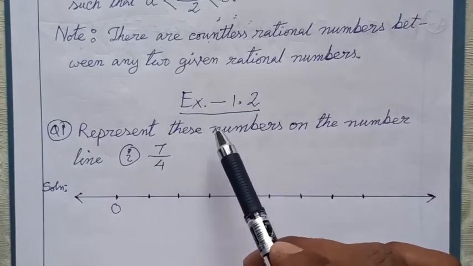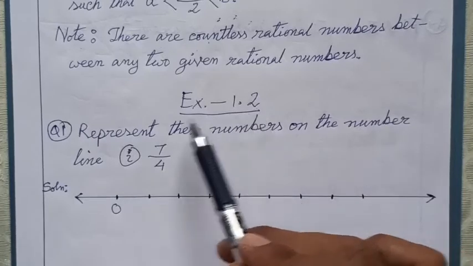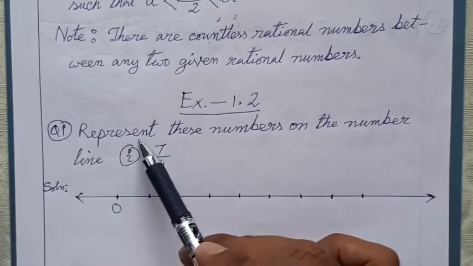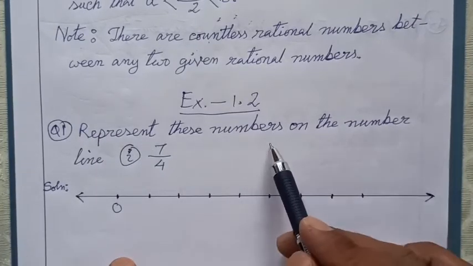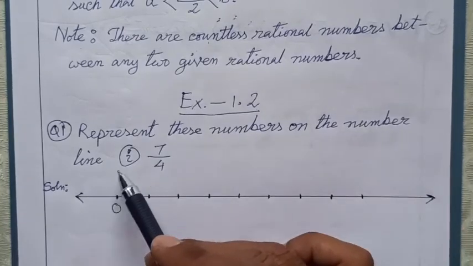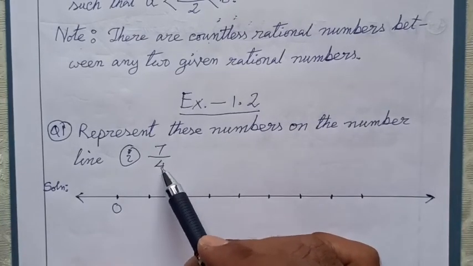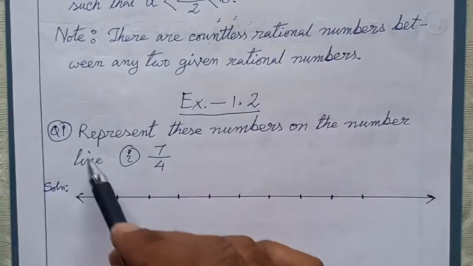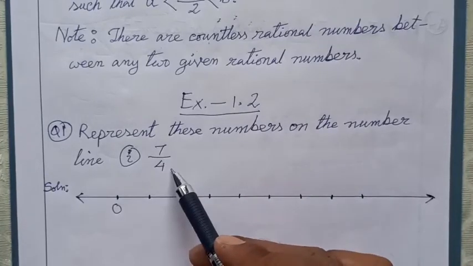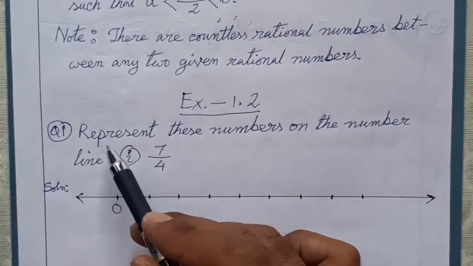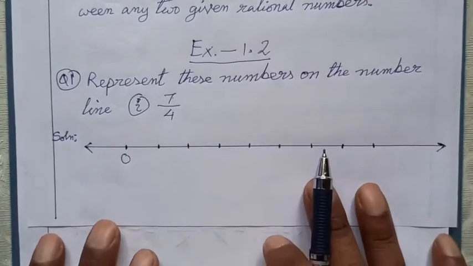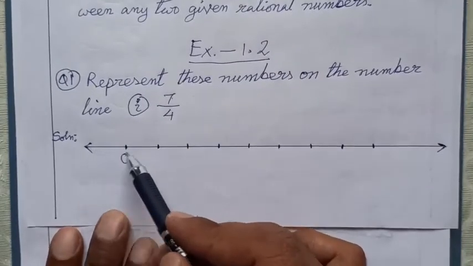Let's start the exercise. Exercise 1.2. Question number 1. Represent these numbers on the number line. Roman number 1, 7/4. Here the question says to represent 7/4 on the number line. Now solution. Here I draw a number line.